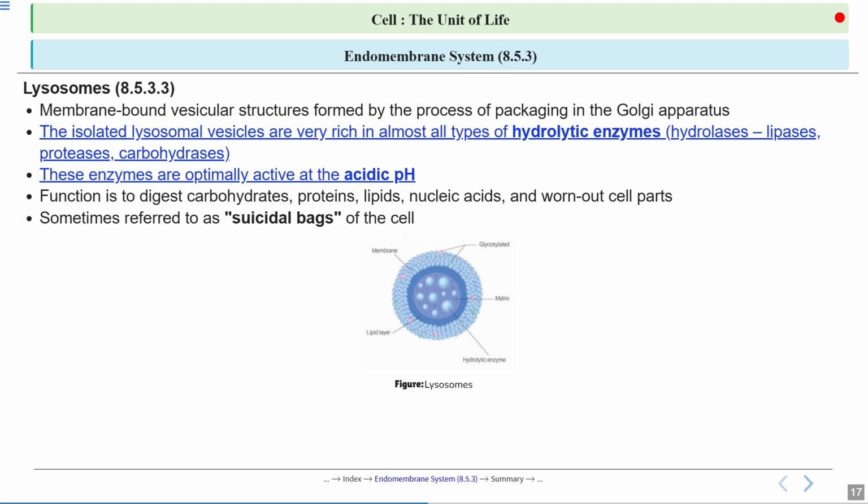Here you can see, this is an image showing you lysosomes. Clear? So these lysosomes are like vesicles, you can see. They are membrane bound. These are the hydrolytic enzymes present in the lysosomes. Clear? They are also known as suicidal bags. So a question can come in the exam, which of the following is known as the suicidal bags of the cell? So the answer will be lysosomes.